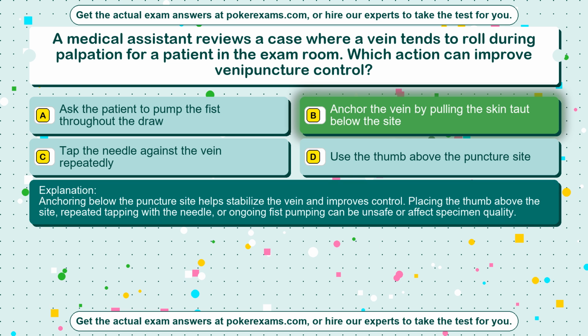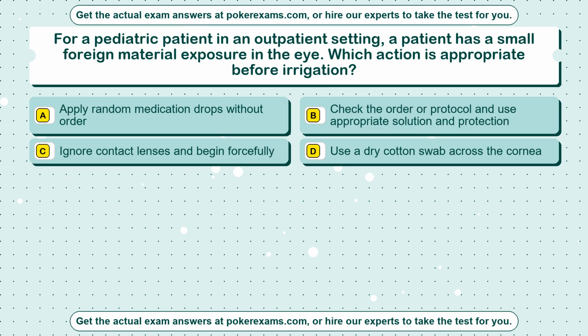Anchoring below the puncture site helps stabilize the vein and improves control. Placing the thumb above the site, repeated tapping with the needle, or ongoing fist pumping can be unsafe or affect specimen quality. Question 25. For a pediatric patient in an outpatient setting, a patient has a small foreign material exposure in the eye. Which action is appropriate before irrigation?